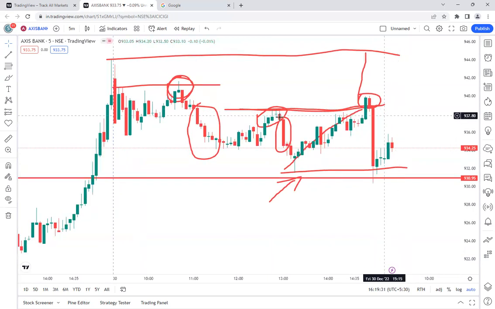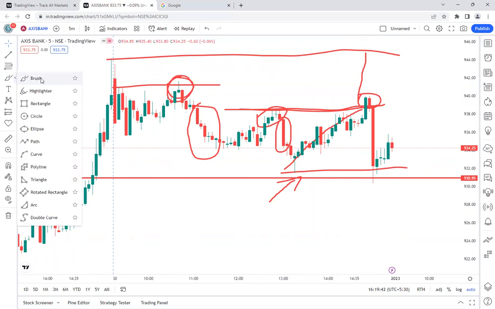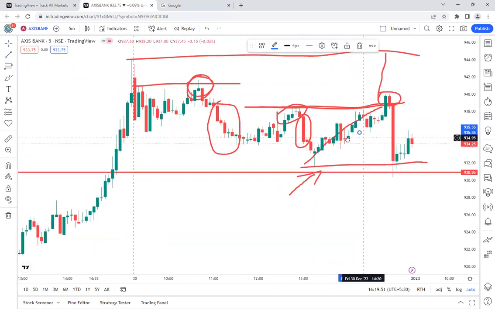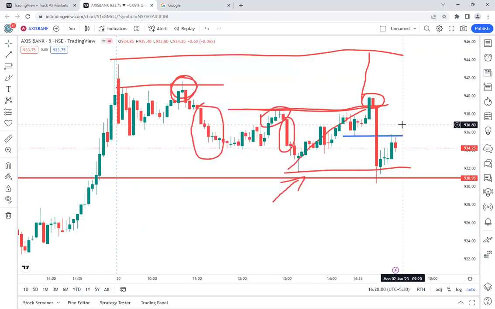Assume here or here you have taken a buy position. Make sure that you keep your stop loss immediately. Don't forget to keep your stop loss. Most of the time, you keep your stop loss just below the last lower low, in the 1 minute. This should be your stop loss level. So if you have taken a buy position, you should keep your stop loss.